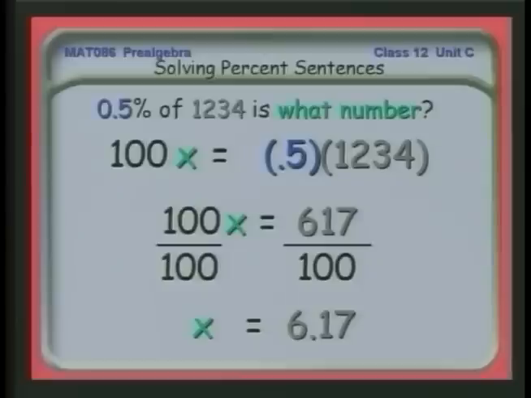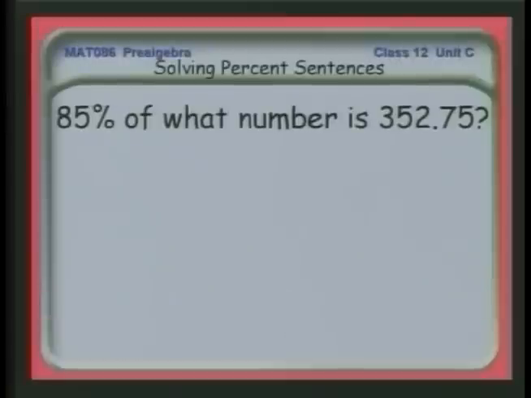We can complete this sentence now and say that 0.5% of 1,234 is equal to 6.17. Let's go on to the next problem.